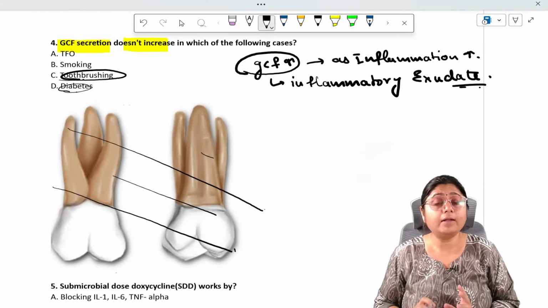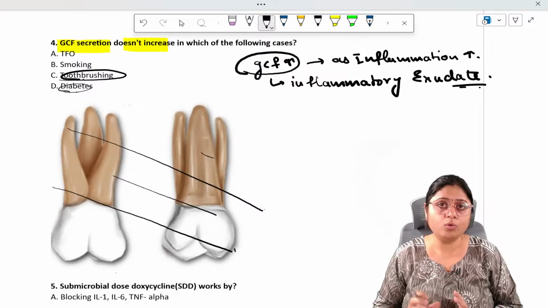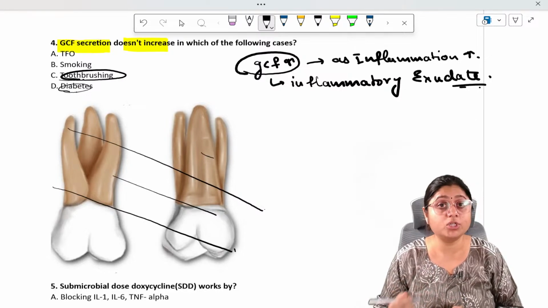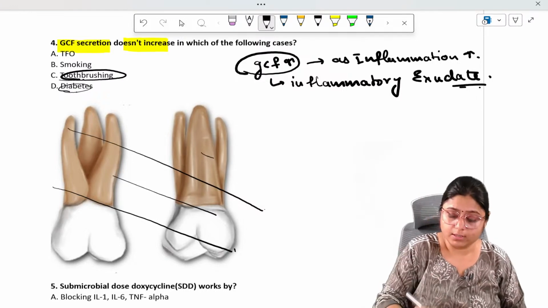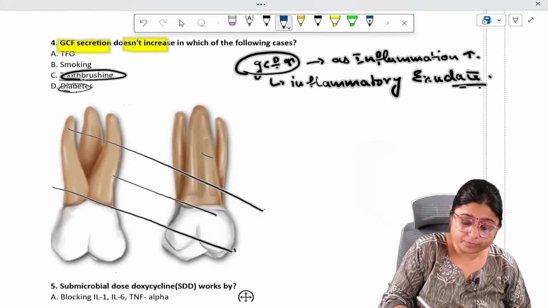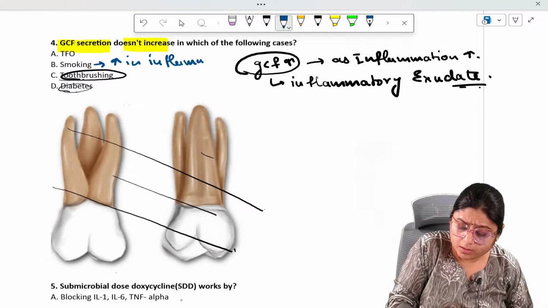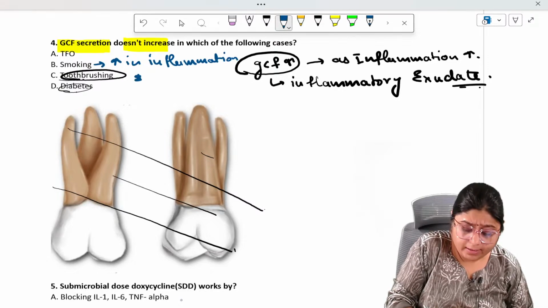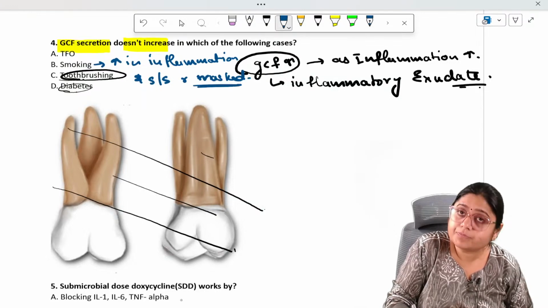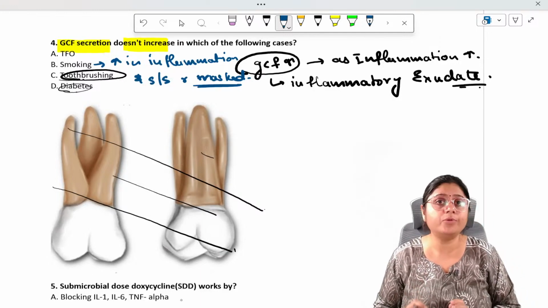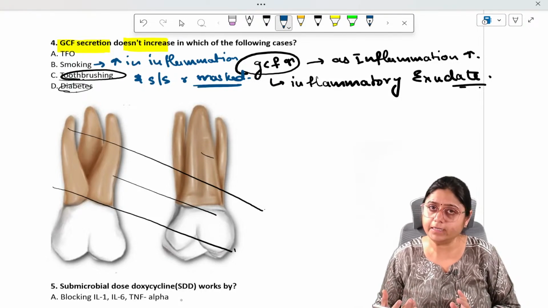It has been seen, what happens in smoking? In smoking, there is increase in inflammation. We all know that in smoking also there is increase in inflammation, but the signs and symptoms of inflammation are masked in smokers. It is masked in patients who are smokers. That's why what will happen? Initially, the patient will not have any periodontal problems, any gum related issues, right?